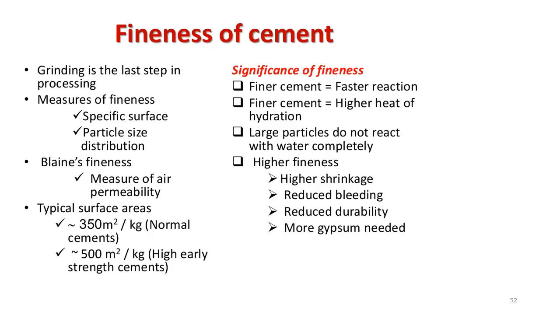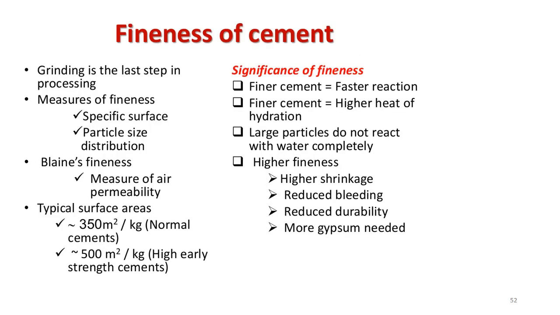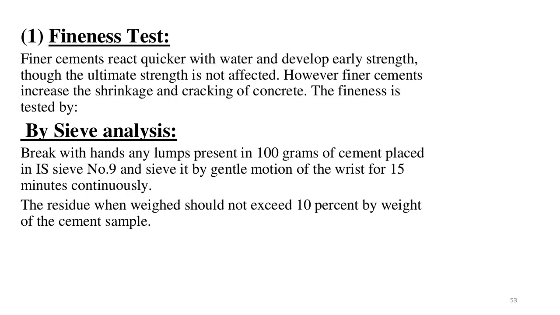So the higher the fineness of a cement, the more the early strength due to abrupt hydration reaction. So higher fineness cement gives you higher shrinkage. I will be discussing the shrinkage in later lectures. It's too complicated. I will further describe the shrinkage and the types of shrinkage, its behavior, and how we can reduce it. For the fineness test, you have the Blaine air permeability apparatus.